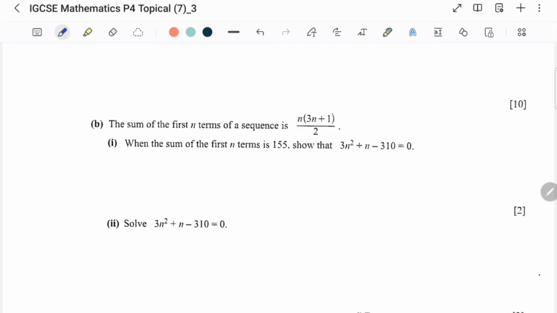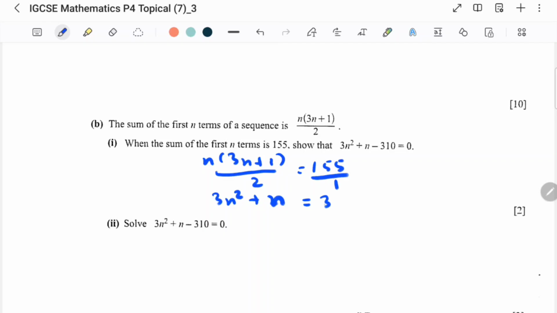The sum of the first n terms of the sequence is this much. Okay, the sum of the first n terms is 155. Show this one. So what do you do? You just write down n into 3n plus 1 upon 2 is equal to 155. Cross multiply. 3n square plus n is equal to 155 times 2, which is 310. So 3n square plus n minus 310 is equal to 0. That is shown. Solve.